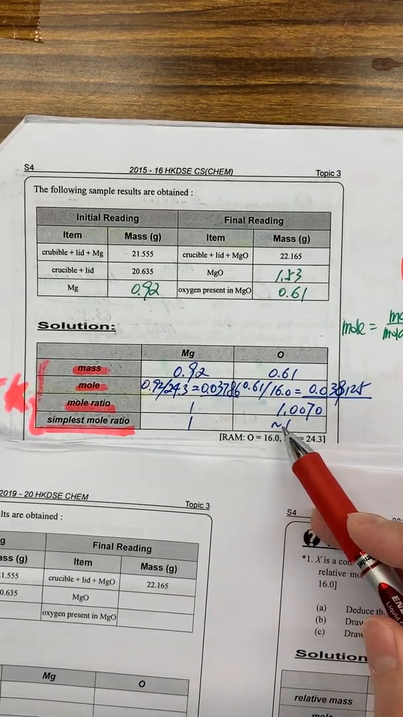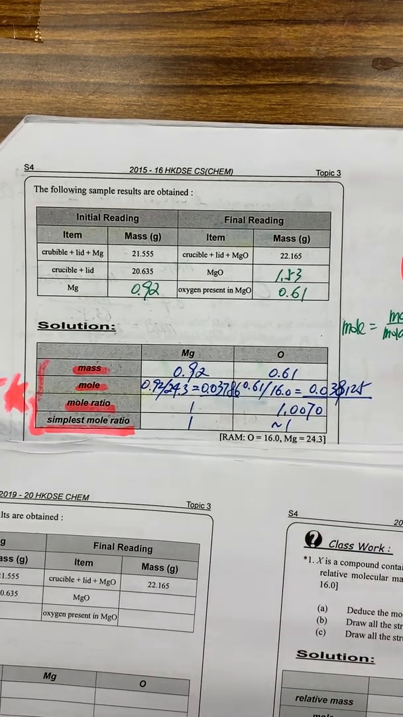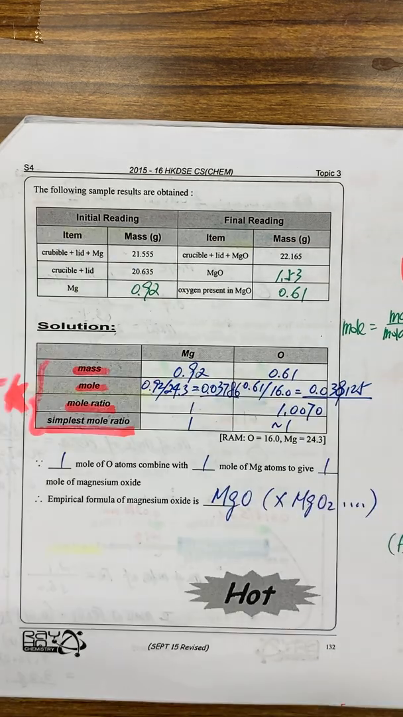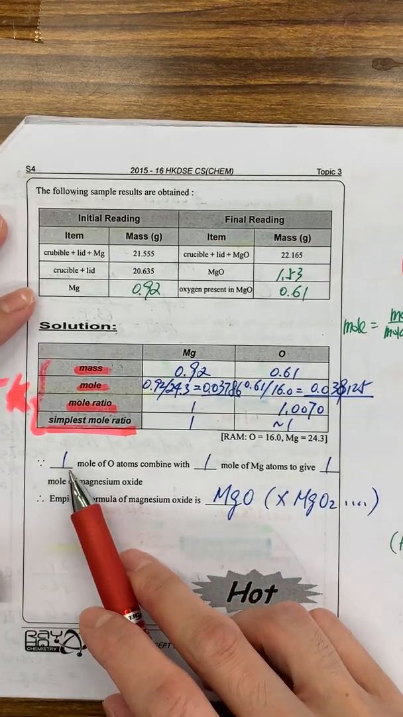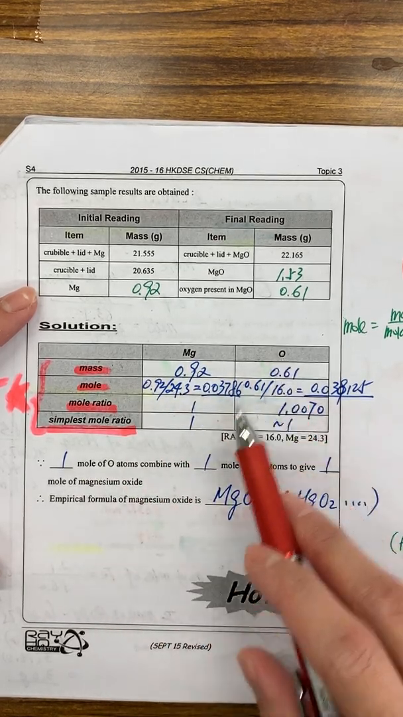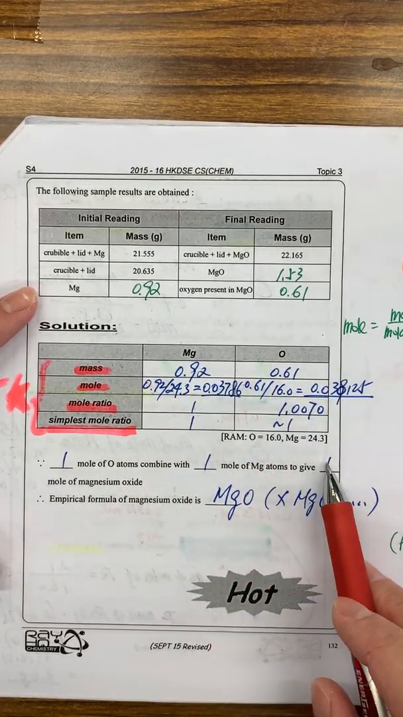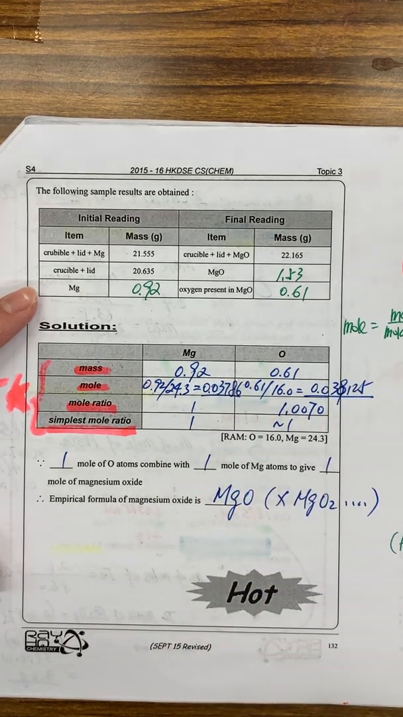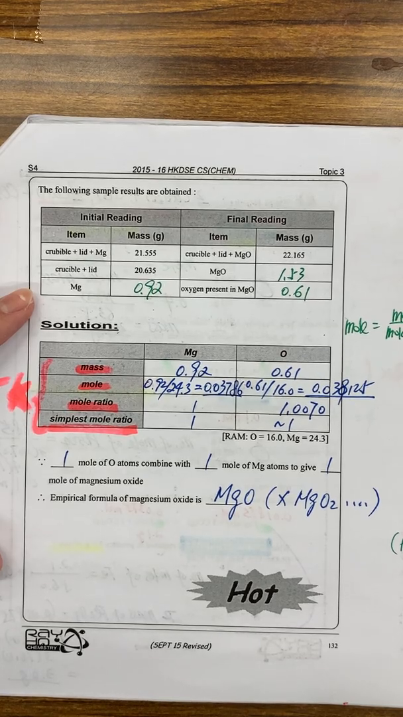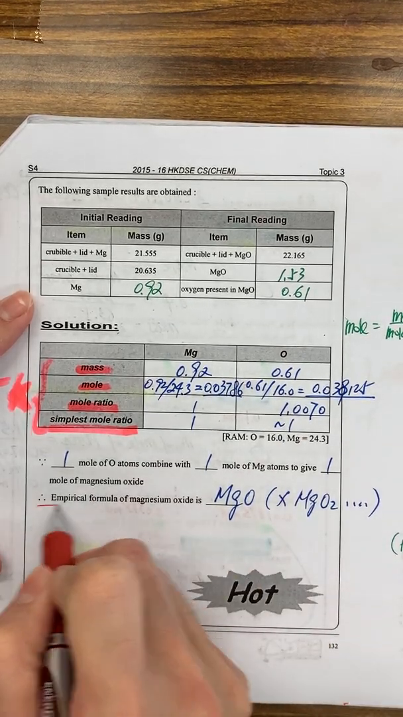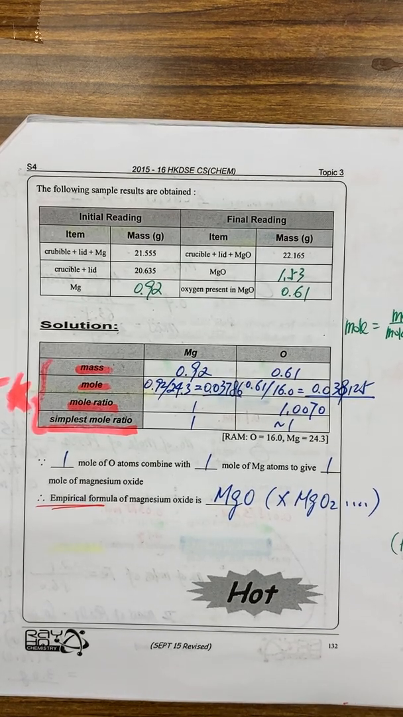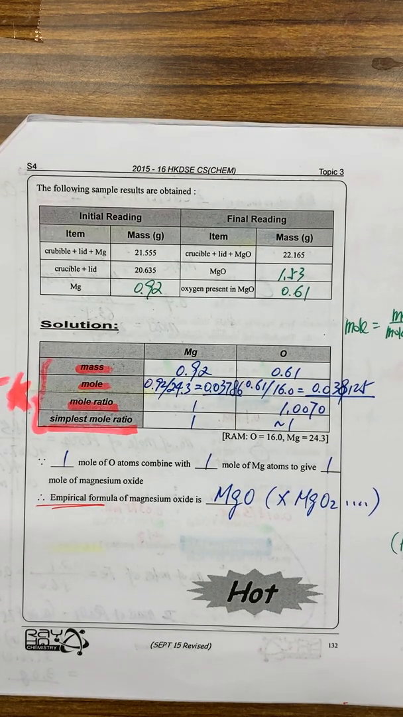close to 1. So based on this calculation, we can conclude that in the reaction, 1 mole of magnesium reacts with 1 mole of oxygen to get 1 mole of magnesium oxide. So obviously the formula will be MgO, but this formula is the empirical formula only. So we do not have MgO2, Mg2O2, etc.